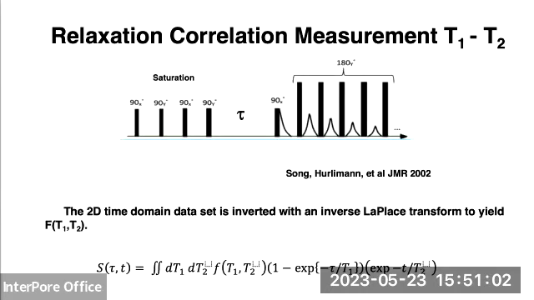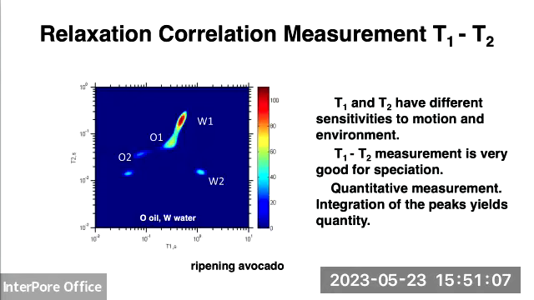Let me show you a real simple example of this. It's a ripening avocado. You think of an avocado, you know it has water and oil. There's different mobility of the water and oil depending on the different molecular environments within the avocado. The oil species are labeled O, the water species are labeled W, and you can see immediately we have speciation. We have different water and oil environments. This is also a quantitative measurement because if we integrate under these peaks, we get a measurement of quantity.